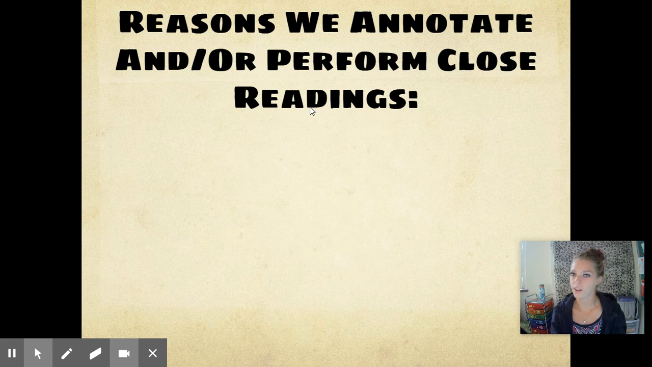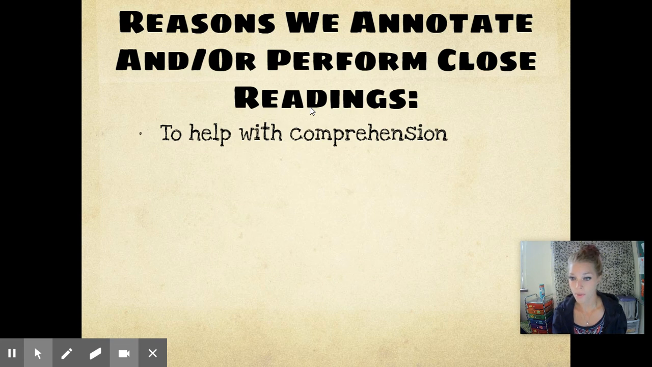So, reasons why we should annotate close readings. Well, it helps with comprehension. For me and for most of the world, which is why I'm teaching you, when you are annotating and writing and highlighting as you read, it helps you comprehend and understand what you're reading better. If you give me a history book or a science book right now and I just read it and you ask me to tell you what I read, I struggle with that. Now, if I'm taking notes throughout it and underlining and making connections, I'll probably be able to remember it in 2 days.